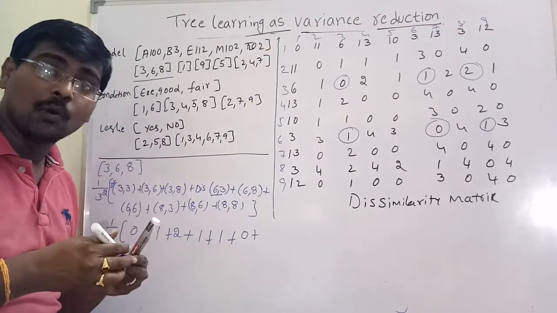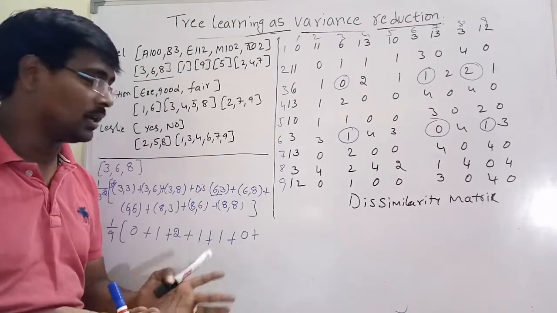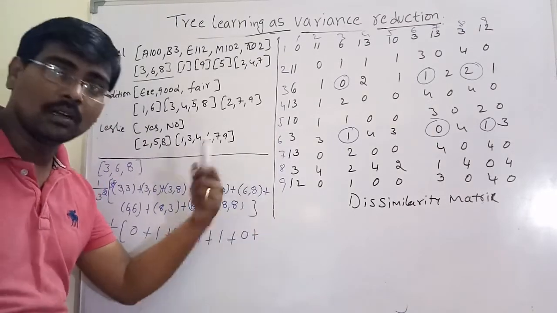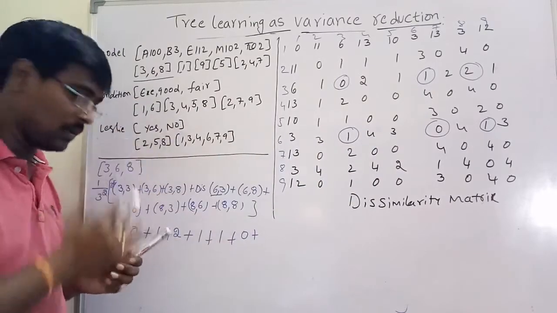That means, as we already discussed, if the dissimilarity value is low, they are more similar, that instance is more similar to that instance, so the value is 0. The lower the value, the more similar.